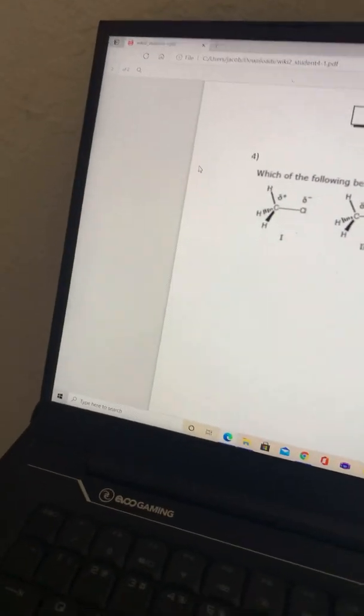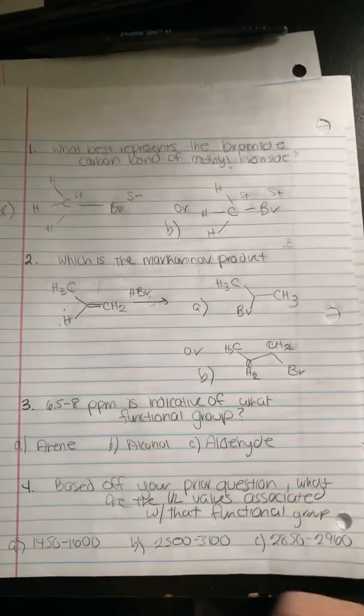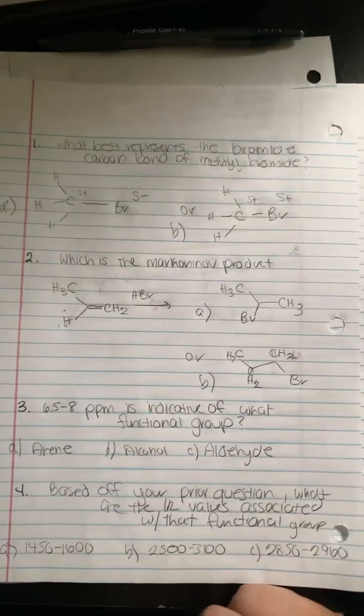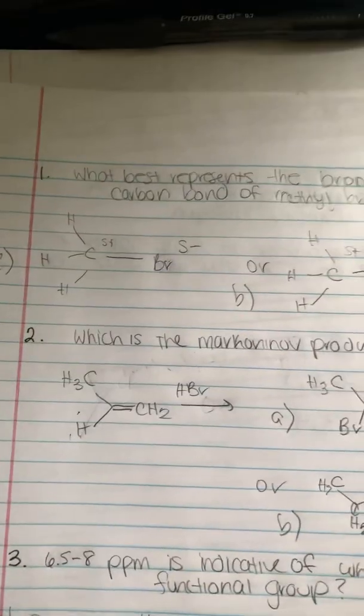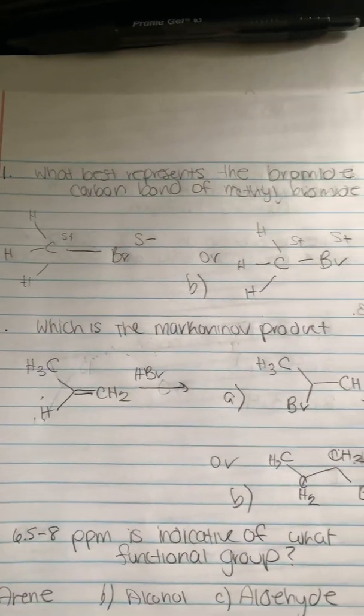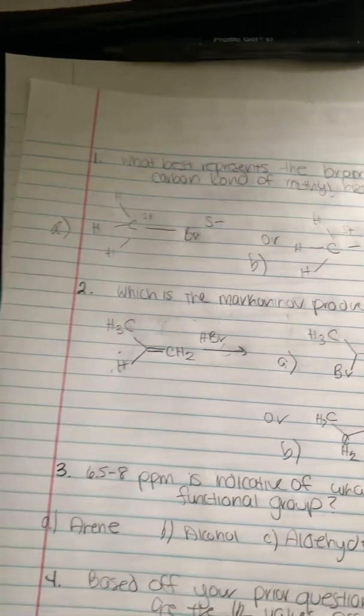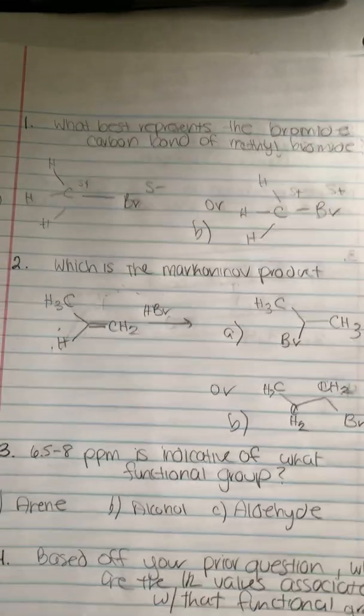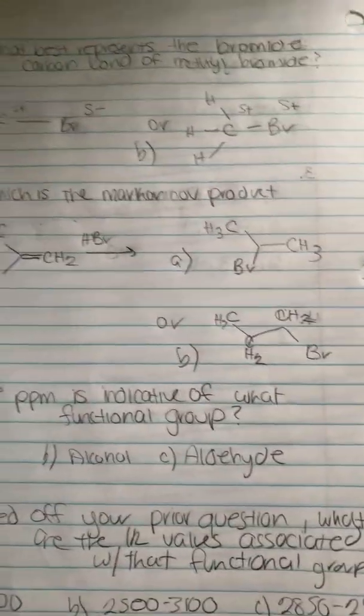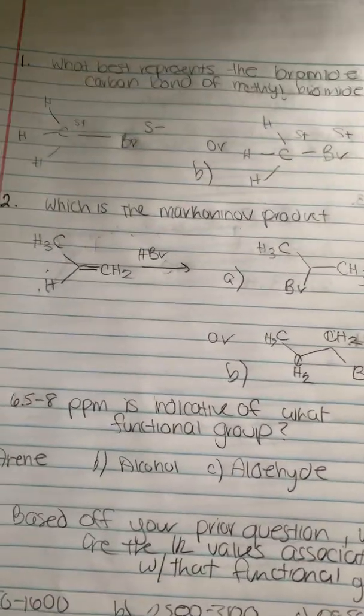For the questions that I have derived by myself, I will be uploading this as a PDF so that you can look through this. But I'm just going to read through my questions. It says, what best represents the bromide carbon bond of methyl bromide? That's similar to the last question, which is the Markovnikov product. So this is knowing the secondary, tertiary rule that I was just explaining.